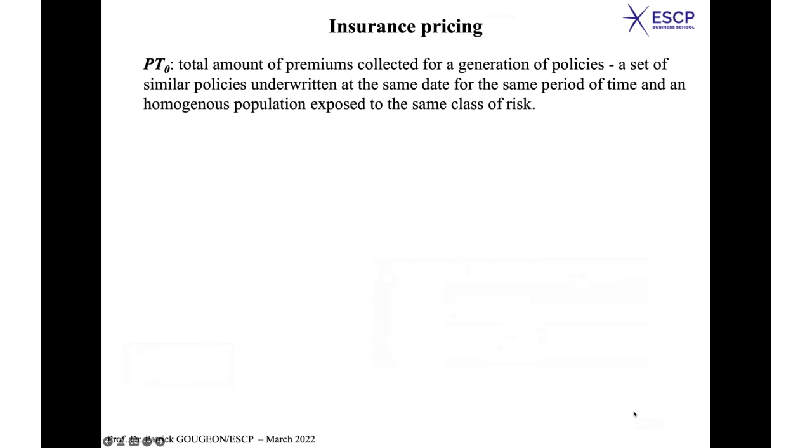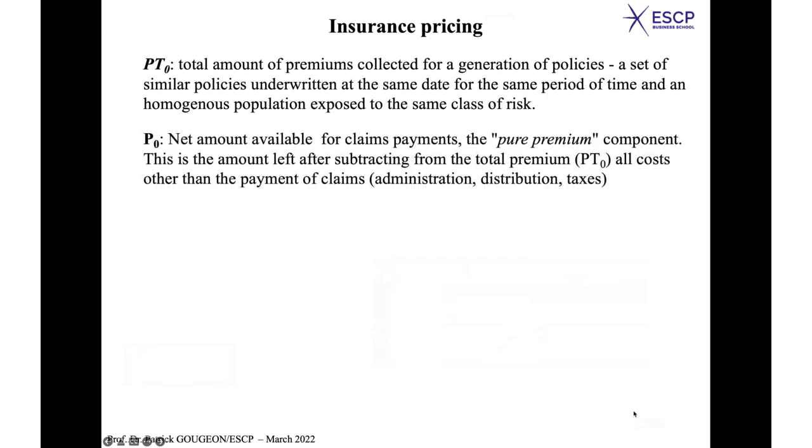So a generation of policies, to summarize, is as written here, a set of similar policies underwritten at the same date for the same period of time on a homogeneous population exposed to the same class of risk. In other words, if we come back to the example we had before, we have a size n, a population made of n individuals. They all have the same risk. We know the expected loss. We know the standard deviation. They buy a policy at the same date for the same period of time.